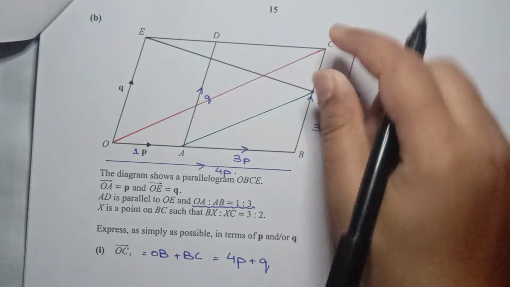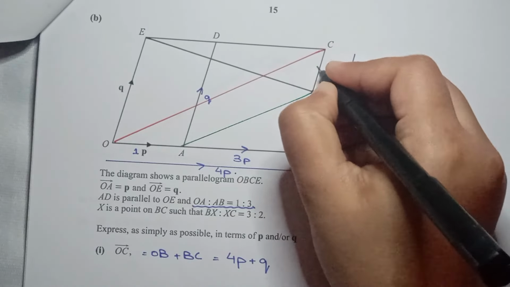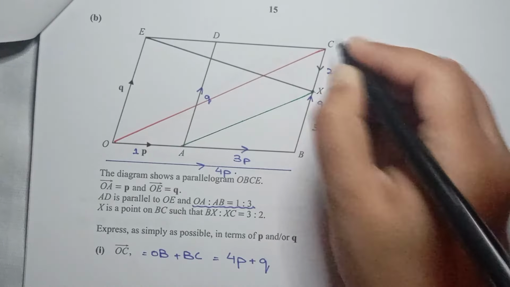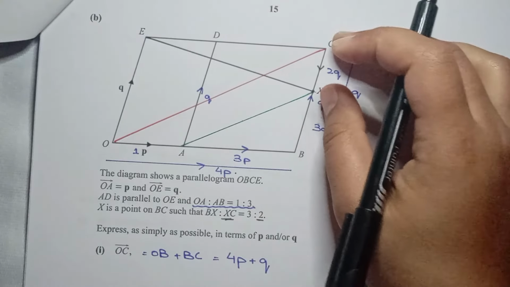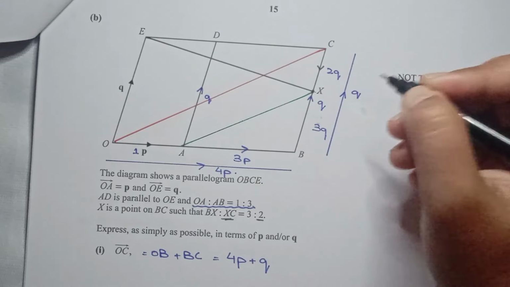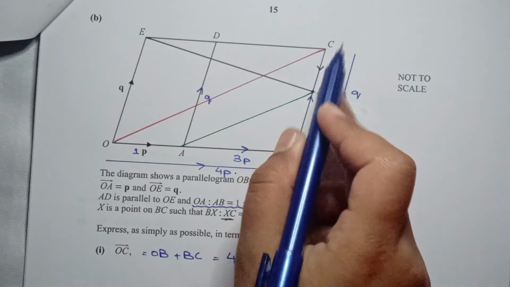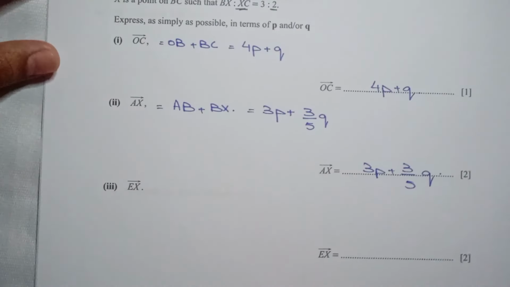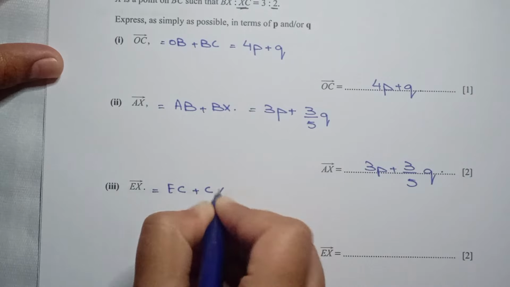What is C to X? C to X is in the downward direction, as you can see. X to C, we have given, is in the ratio of 2, so X to C is 2 by 5 of Q. So C to X would be negative 2 by 5 of Q, right? Let me write it down. E to X is EC and CX, E to C plus C to X.